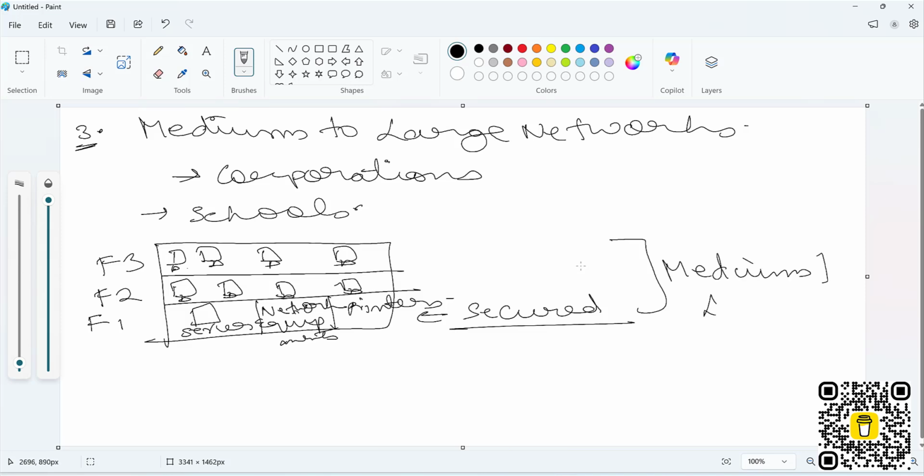It is a medium to large network, depending upon how many network equipment we need and how many people want to connect in a network. So this is an example of a medium to large network.